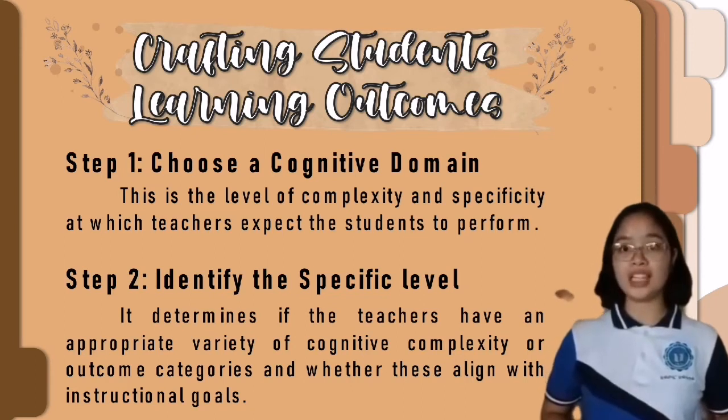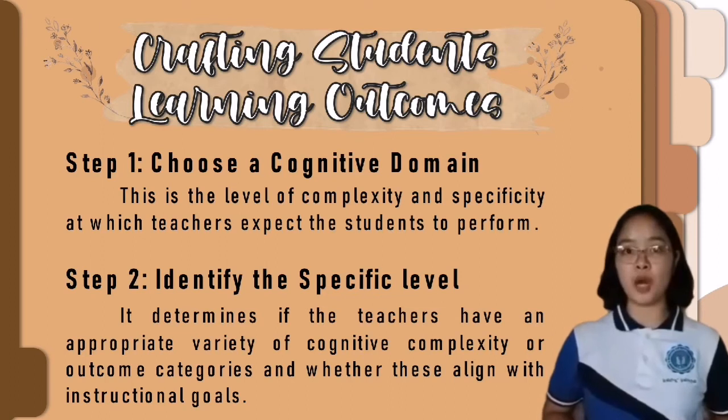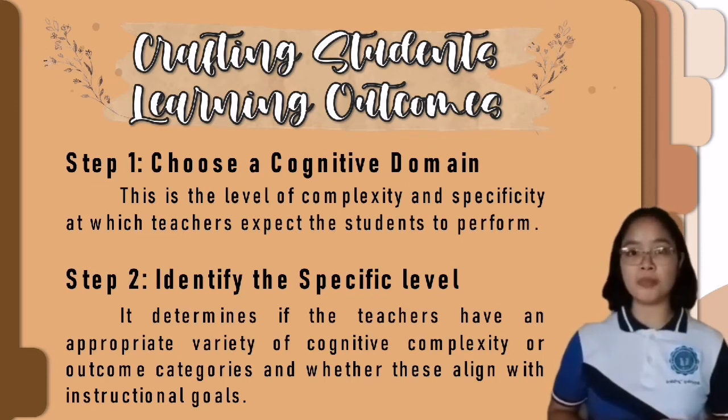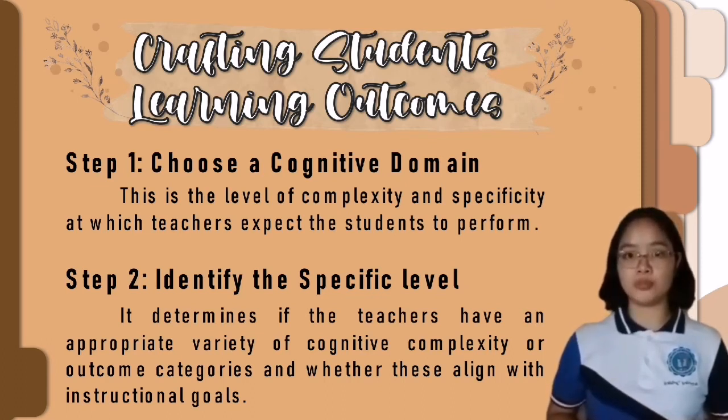Step 2. Identify the specific level. It determines if the teachers have an appropriate variety of cognitive complexity in outcome categories and whether these align with instructional goals. In writing learning outcomes, it is important to keep in mind that we assess what is taught. Find learning outcomes that are source of objectives data for assessment, indicating clearly what learners have to understand, know, and or be able to do.